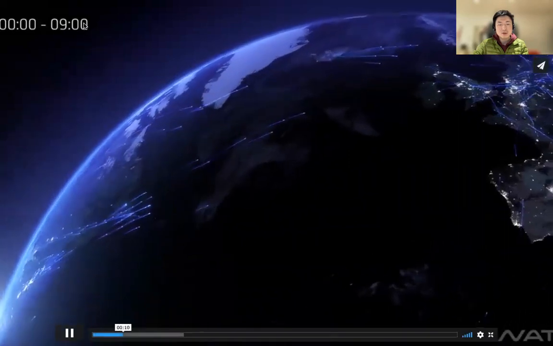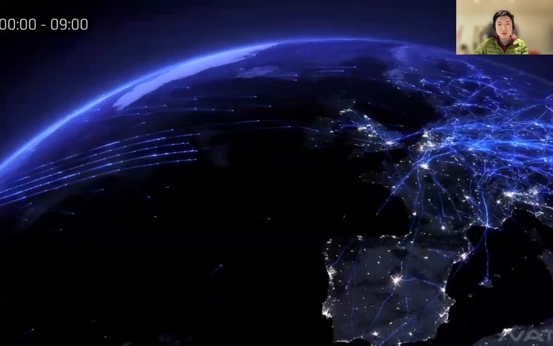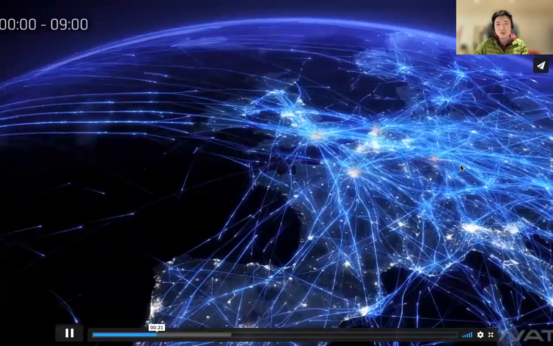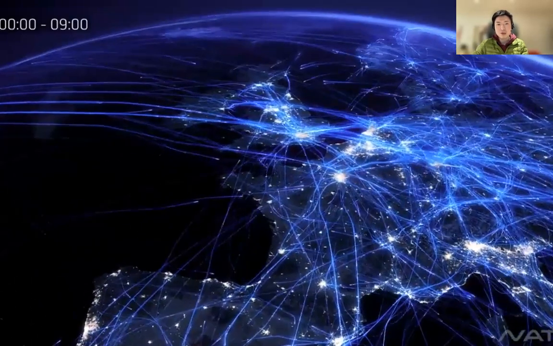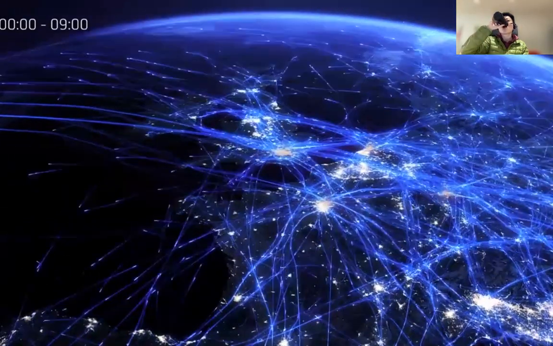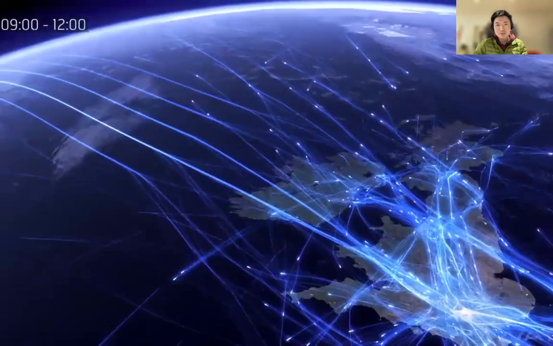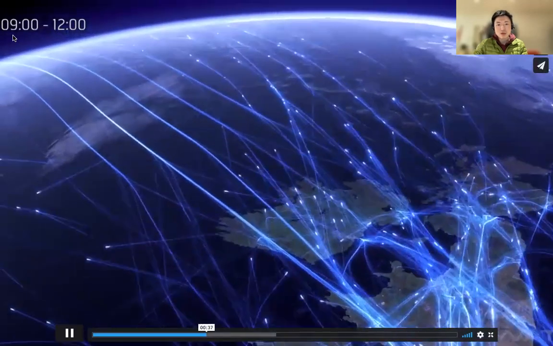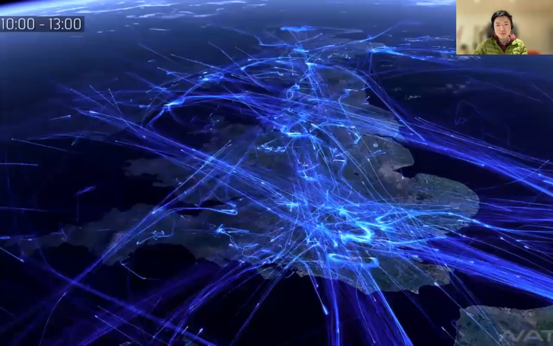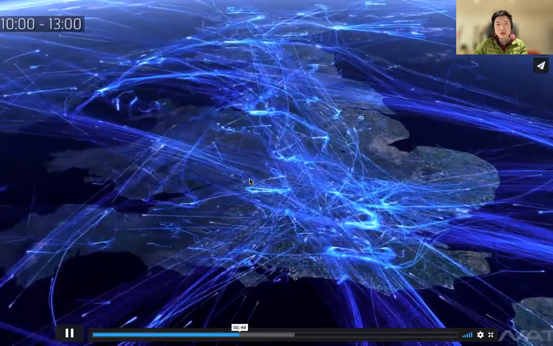So this is the time, and you can see that it's early in the morning, flights start coming from America to Europe, and obviously lots of flights within Europe as well. As it becomes busier, it becomes lighter, brighter. Okay, now it moves to the time between 9 and 12. Okay, so this is a flight within the UK.